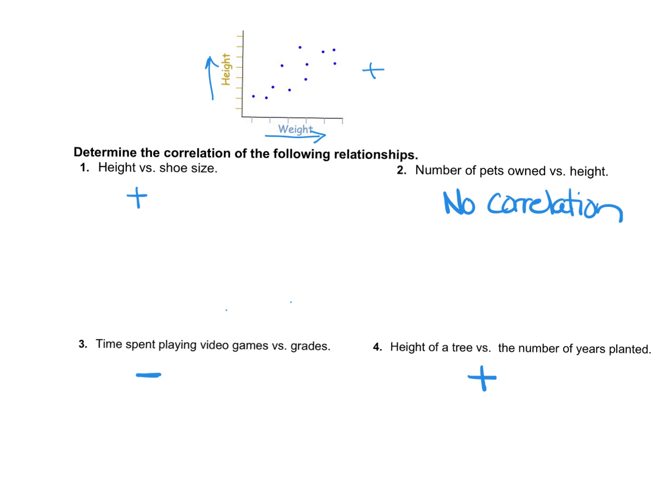All right, so number 3, it says the time playing video games versus your grades. Well, I would surely assume that the more time you spend playing video games, the less you're concentrating on your schoolwork. So I would guess that that would be a negative correlation. And then your height of a tree versus the number of years planted. Well, I would assume that the longer a tree has been planted, that the height would increase. So that would be a positive relationship.